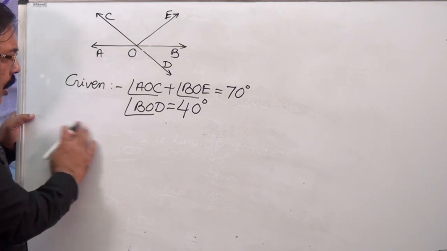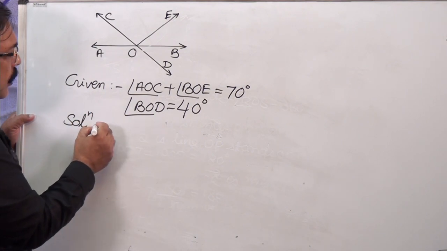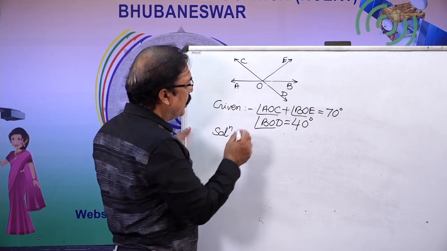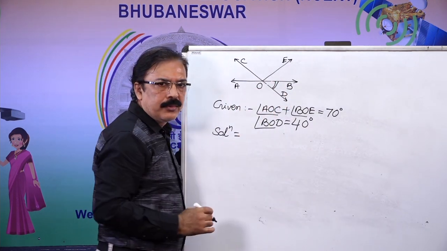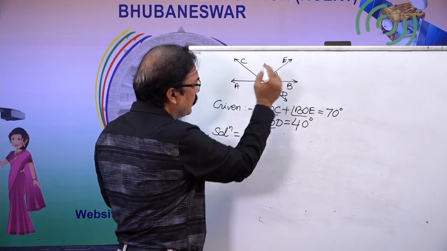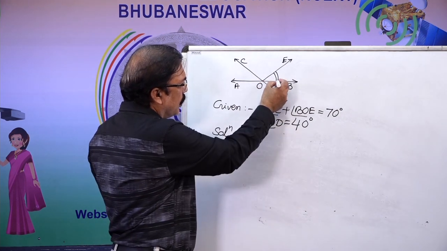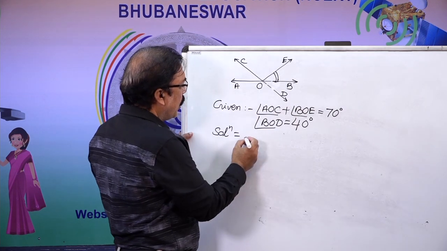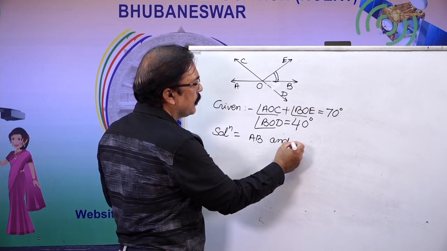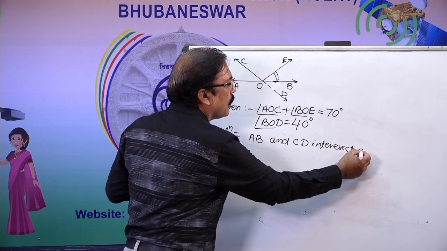Now, we have to find some angles. We have to find the angle BOE and reflex of angle COE. Now you see, AB and CD intersect at O.